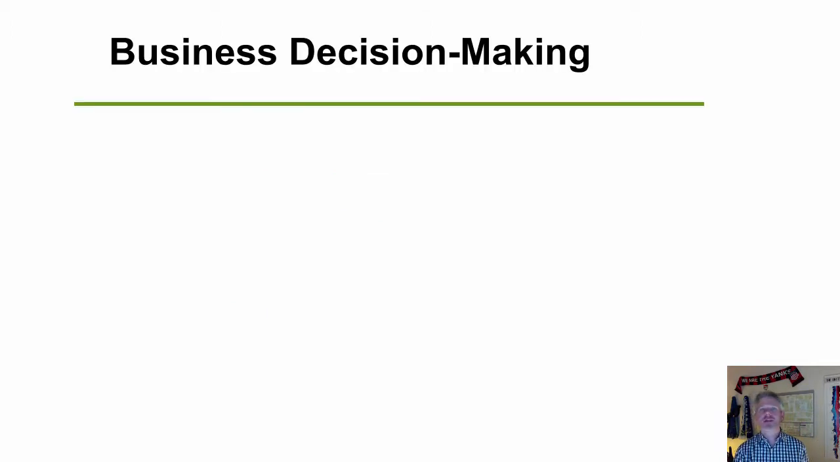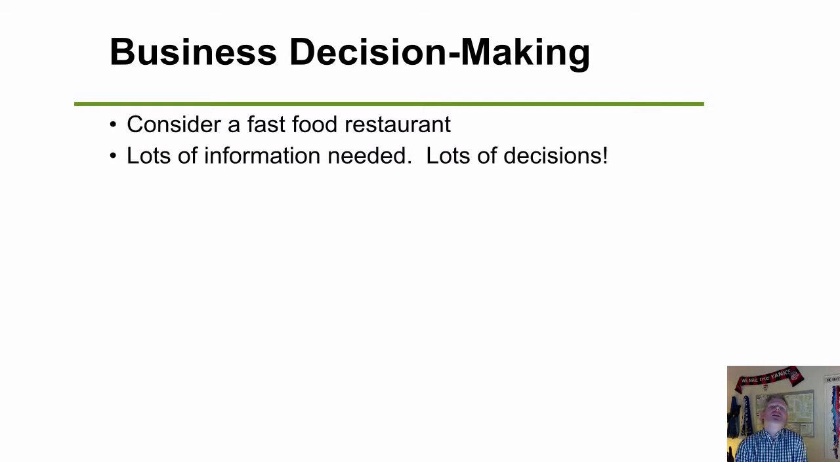All right. So what this whole chapter is going to talk about is business decision making. How do firms make decisions? So consider a fast food restaurant. It needs lots of information because it has to make lots and lots of different decisions on what to do.